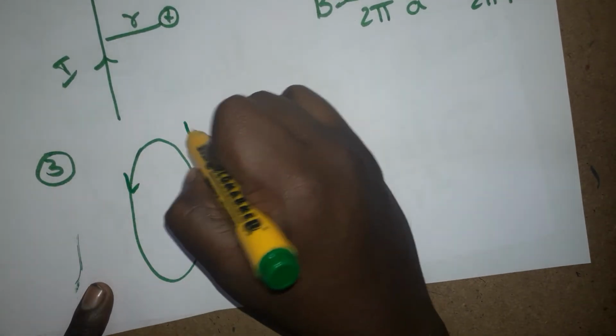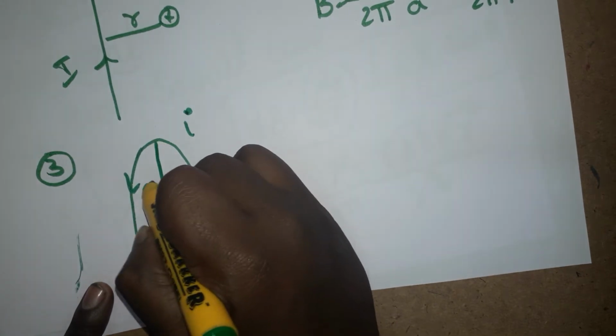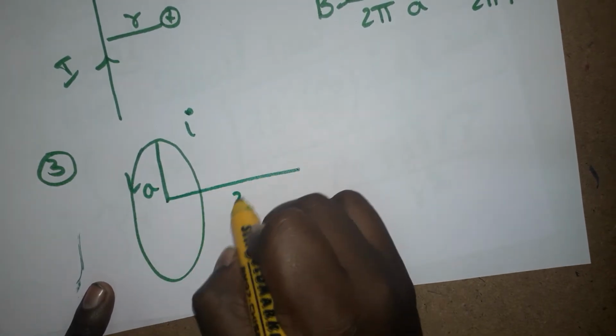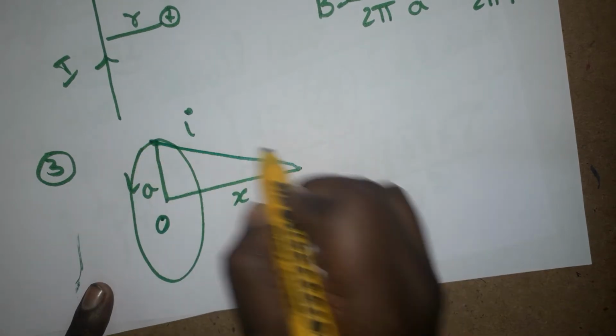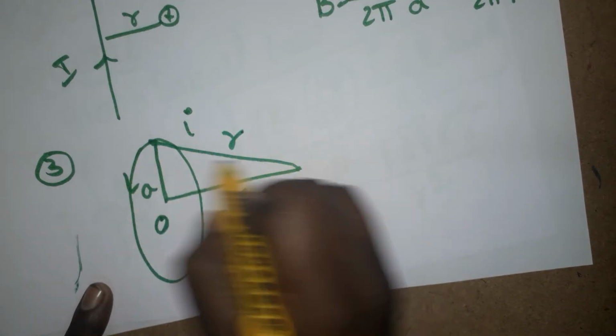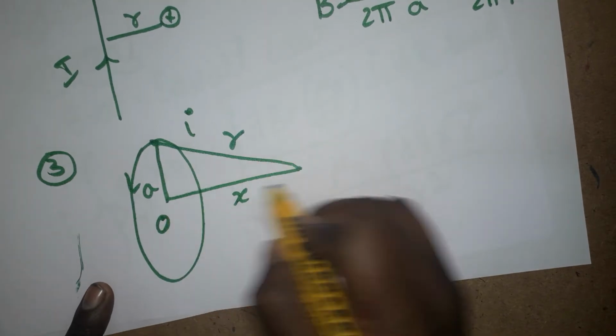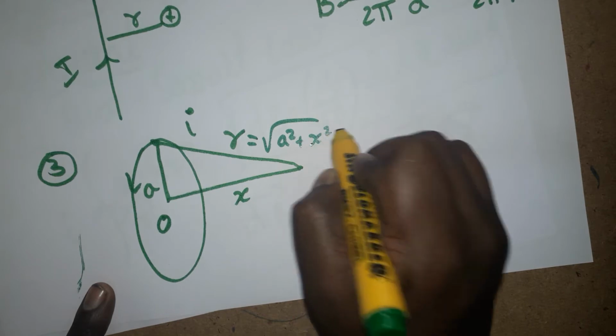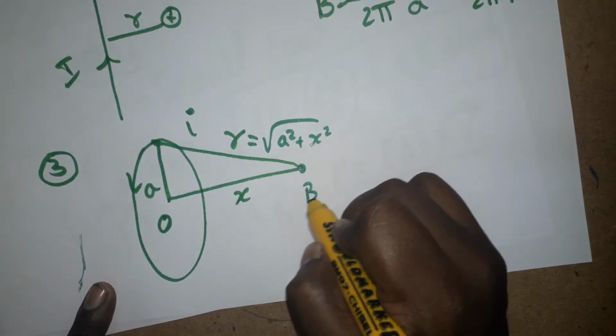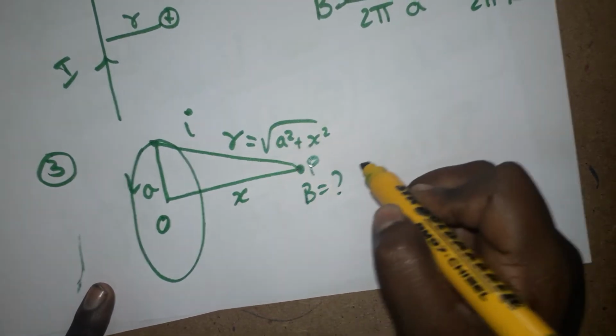I current is flowing in a circular wire. a is the radius of the wire, x is the distance from the center, and r is the distance from the wire. x is the distance from the center, a is the radius of the wire. r is equal to root of a square plus x square. Here I want to find the magnetic field at the point P.